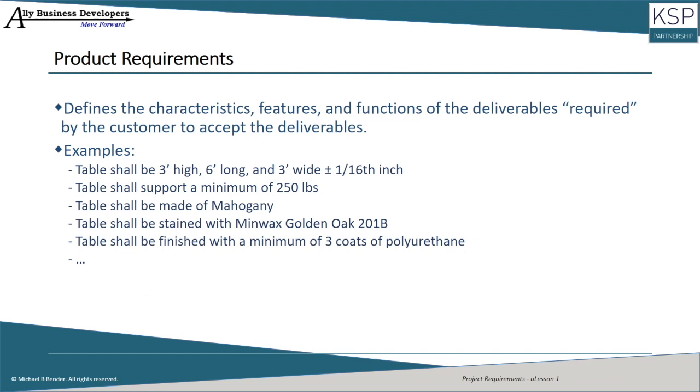Here are some examples of product requirements. We'll continue with our example of our table. Notice we have the size and shape of the table, as well as how much weight it will support. We've specified what we want the table made of, as well as how it's finished. Certainly we would need other requirements as well, maybe the size and shape of the legs, or any other characteristics and features that we would want for our table.